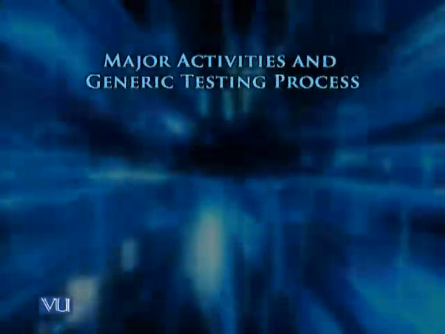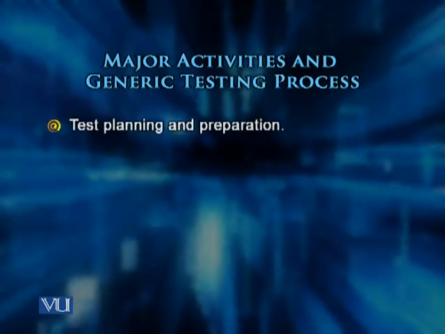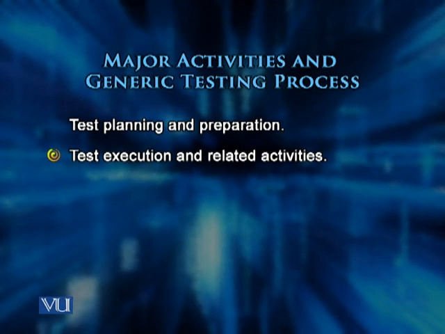So if you look at the software testing process, we find that it has three major activities. Number one is test planning and preparation. Number two is test execution and related activities that go with that execution. And finally, very important, is analysis and follow-up as a result of the first two major activities.